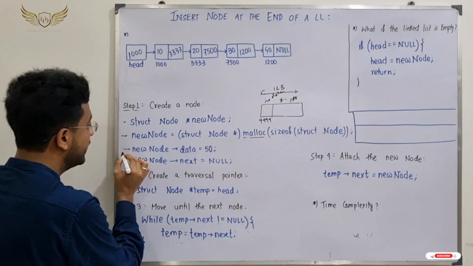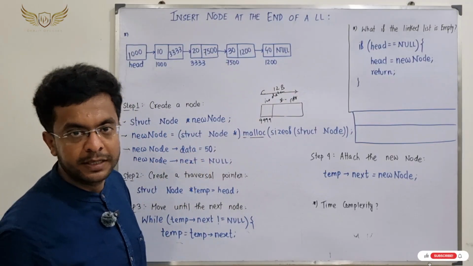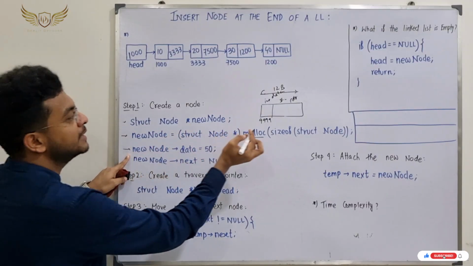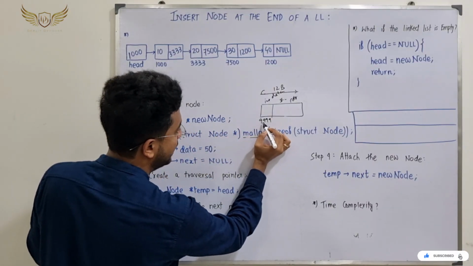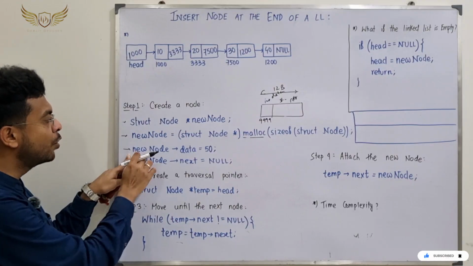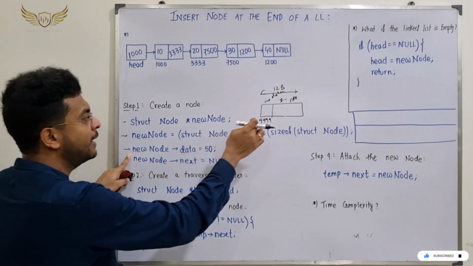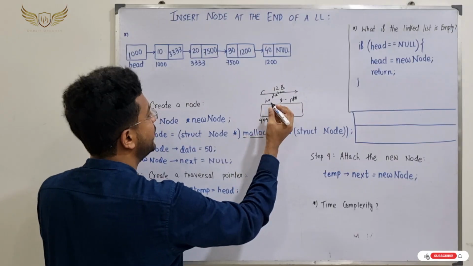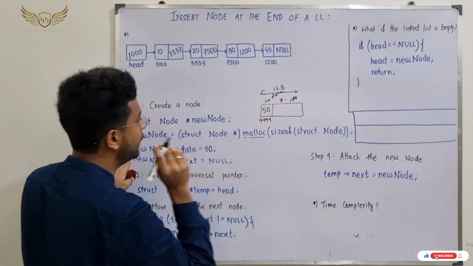Now the next line, new node arrow data equals 50. That means what? What is the value of new node? The value of new node is nothing but this memory location. What is that? 9999. So it is saying go to 9999, and it has 2 parts, the data part and the next part. So for the data part, you put 50.